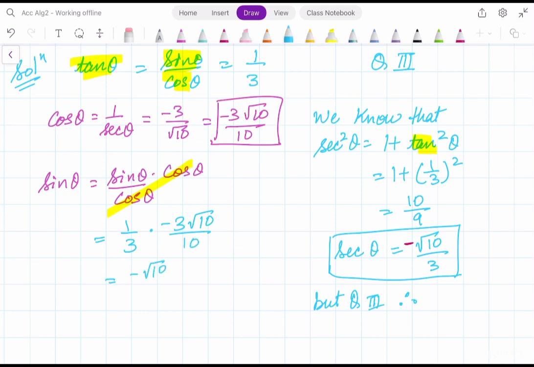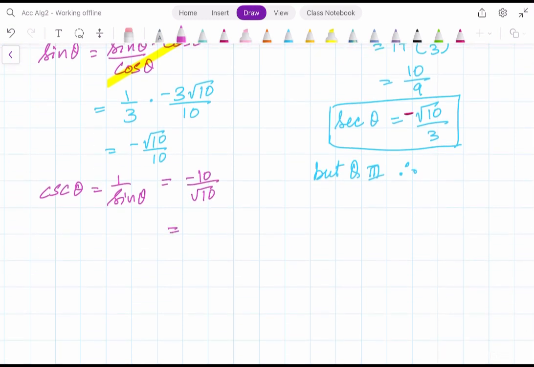So solving fundamental identities is just manipulating the given identities, manipulating the basic information, the quotient identity, the reciprocal identity, and getting the things done. So cosecant theta is 1 over sine theta. That will give you, again, don't forget to rationalize, the answer as negative 10 over radical 10. Rationalize it. Negative radical 10.